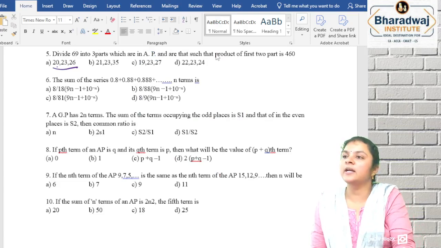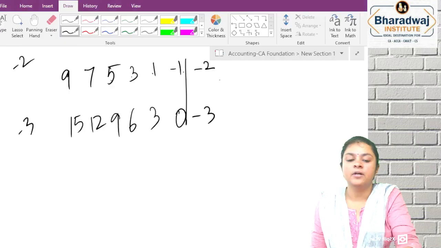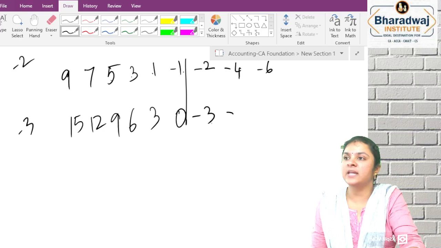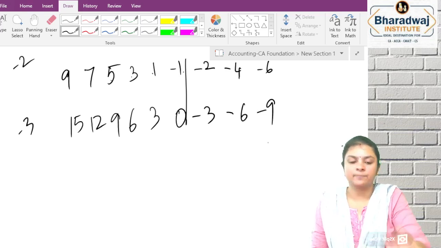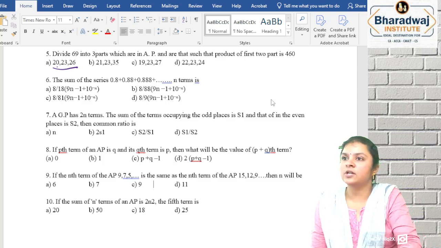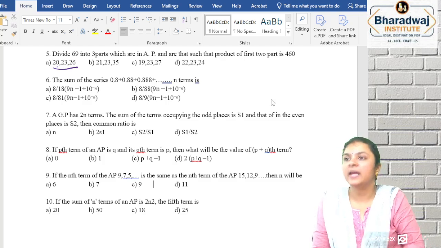Next, what option is there? 9th term. So go another 2 terms. Minus 2 is minus 4, minus 6. Here minus 3, minus 6, minus 9. Not matching. So the 9th term is also not matching. Therefore your answer will be the 11th term.